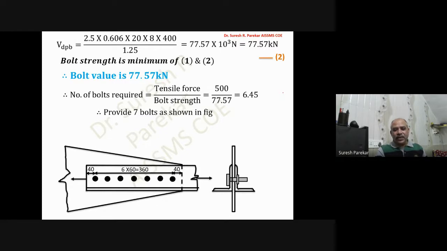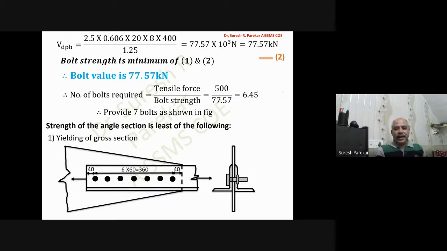Now once we know this, we are in a position to calculate the strength of this one, and we have to check whether whatever we have provided is going to satisfy our requirement or not. Means the strength of this should be greater than the required value, that is 500 kilonewton. And then we are going to use three criteria, and those three criteria are: yielding of gross section, rupture at critical section, and block shear strength.